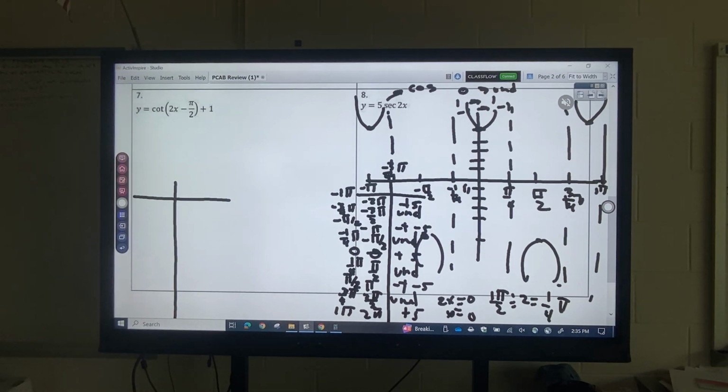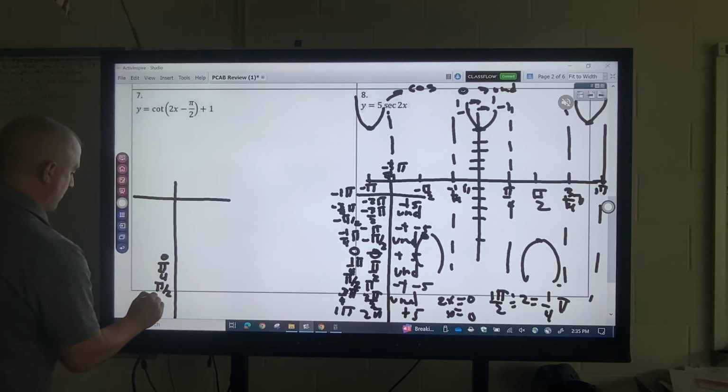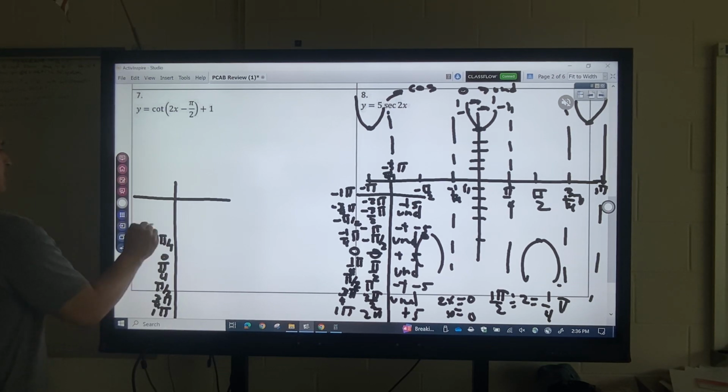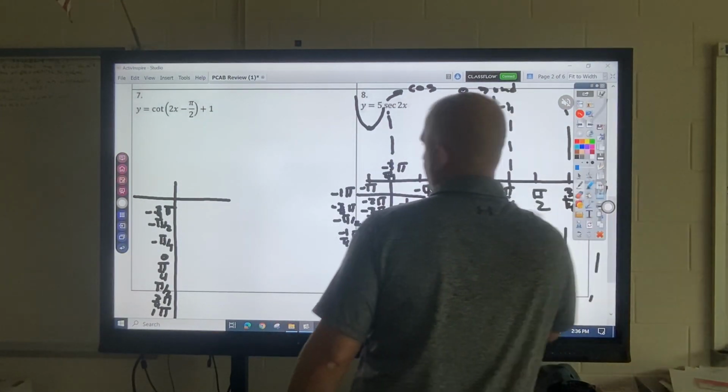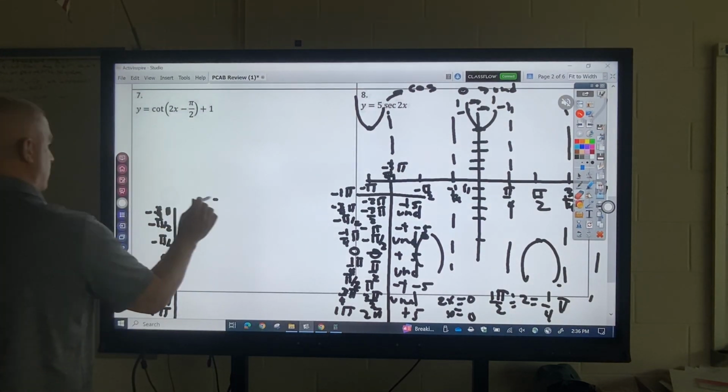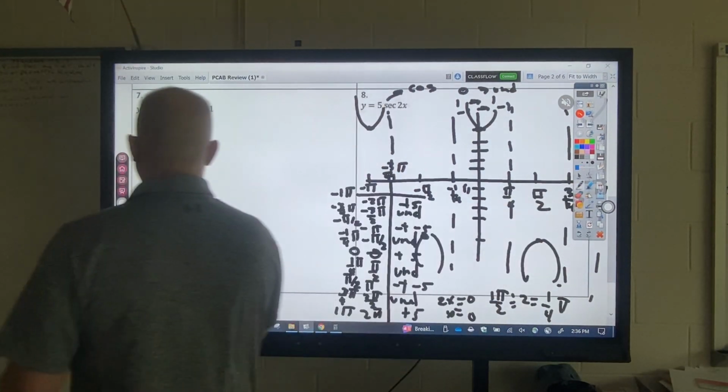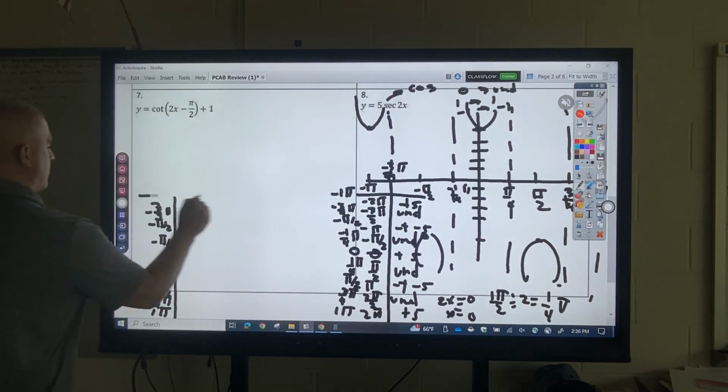All right, with cotangent, the difference is instead of using pies, I go to fourths. So what I'm going to do is 0, pi over 4, pi over 2, 3/4, and then 1 pi. And then I go negative pi over 4, negative pi over 2, negative 3/4 pi. I'll make this a little bit longer.